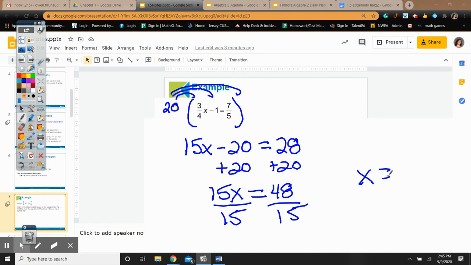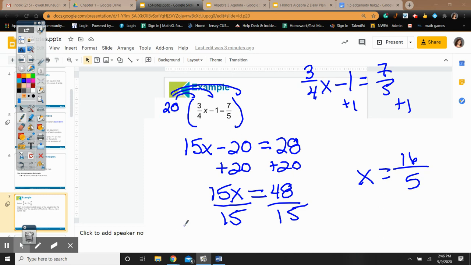48 divided by 15, math 1. X is going to be 16 over 5. It's not wrong to solve this out using the fractions in your calculators. You could add 1 to both sides and just take 7/5 plus 1 and hit math 1. That would give you 3/4 x equals 12/5.